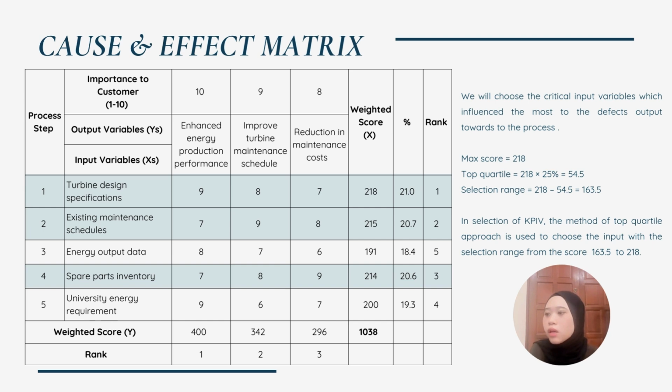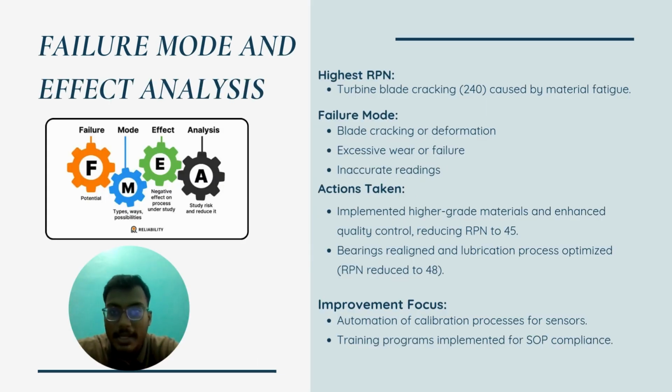The three inputs we choose are turbine design specification, existing maintenance schedule, and spare part inventory. For the measure phase, I did the failure mode and effect analysis. By using the FMEA approach, we analyze the potential failure modes in turbine operation to prioritize the improvement. So the key areas include turbine blades, bearings, sensors, maintenance procedures, and control system.